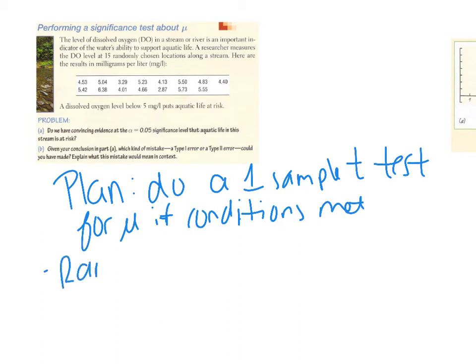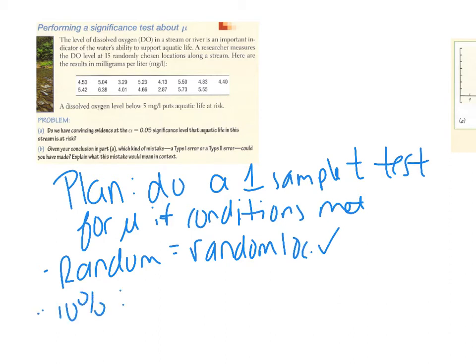Okay, so I need to check my randomness. Okay, it was random locations along the river. So that one is okay, along the stream. Okay, my 10% condition. I took 15 samples, from 15 different locations, and I can assume that there are more than 150 locations. I could take samples for every 2 inches working my way down the river. So there are more than 150 spots that I could take samples from.